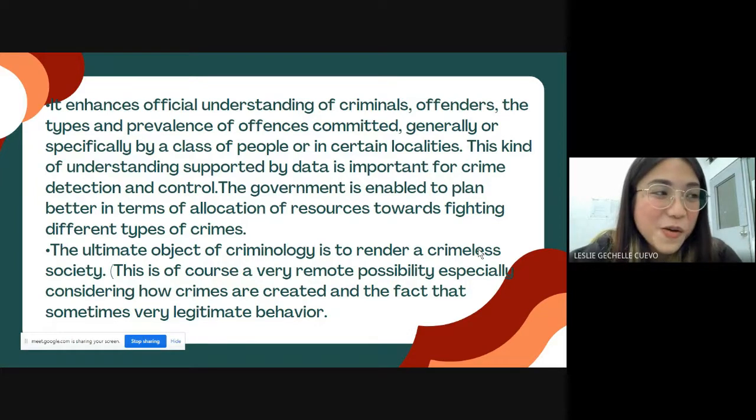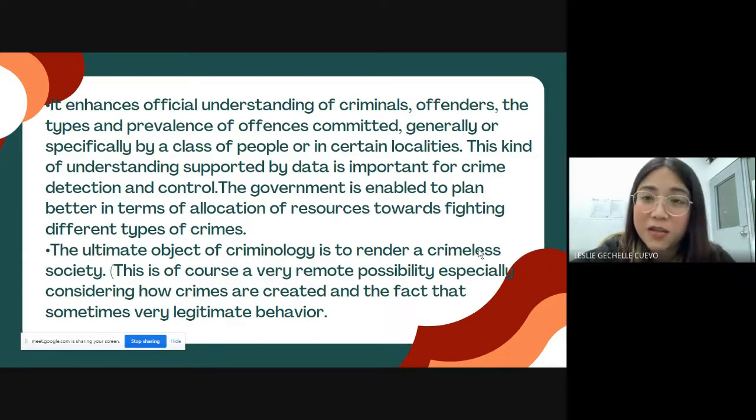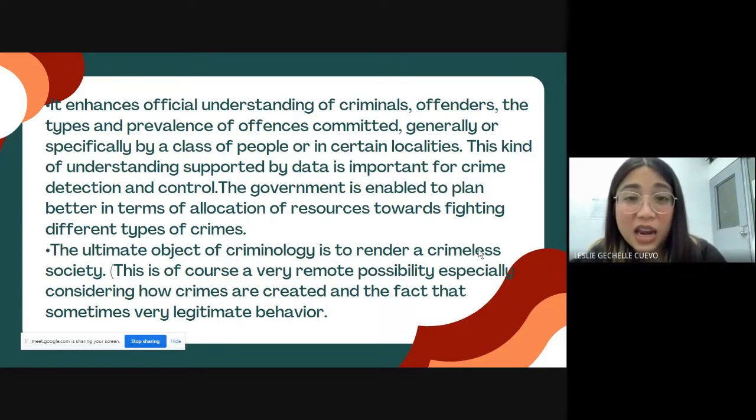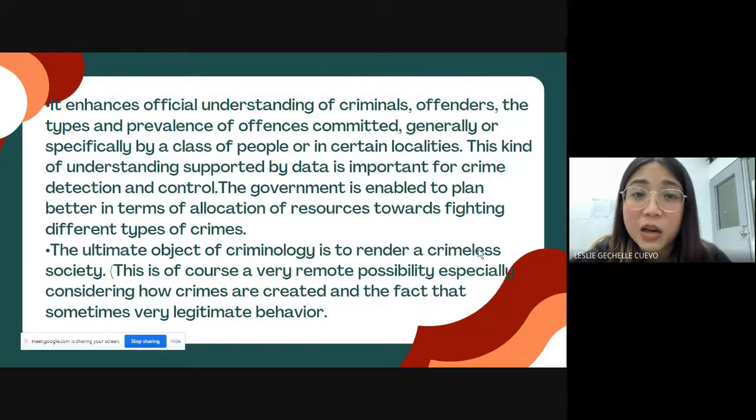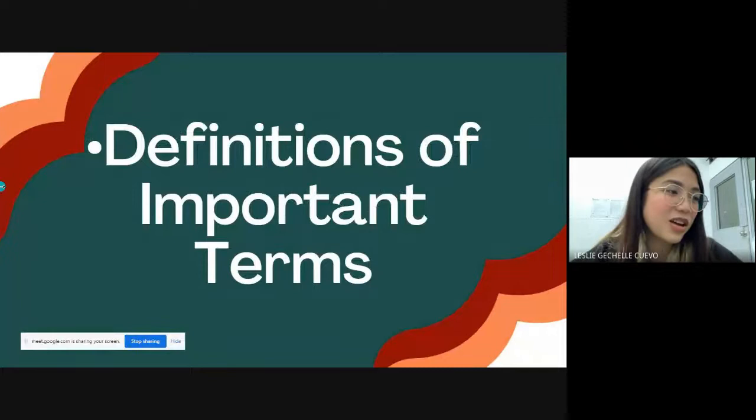So this is, of course, a very remote possibility, especially considering how many crimes are created and the fact that sometimes very legitimate behavior. Dahil gumagaling din ang kriminal habang nagde-develop ang society, nagkakaroon din ng chance ang kriminal na mag-develop. Diba? Personality development yan. Okay.